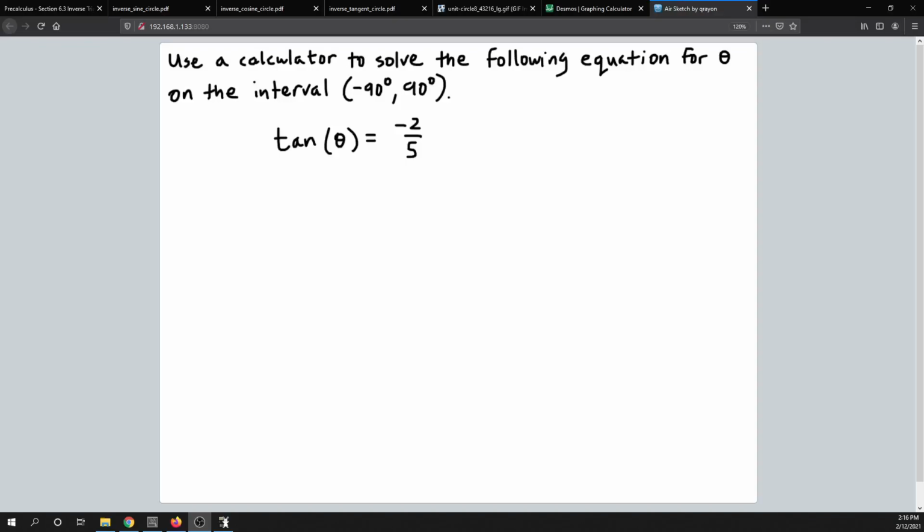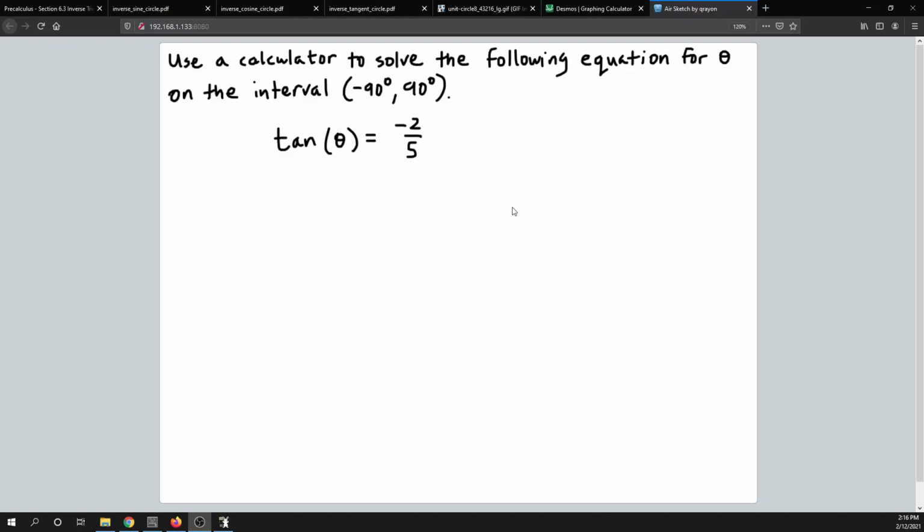All right, in this video, we are going to work on the following problem. It says use a calculator to solve the following equation for theta on the interval from negative 90 degrees to positive 90 degrees. Okay, and the equation is tan of theta equals negative 2/5.